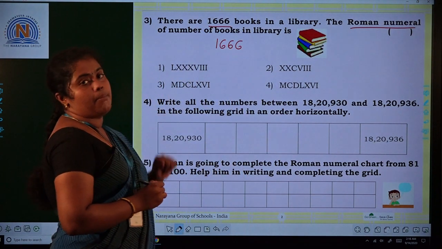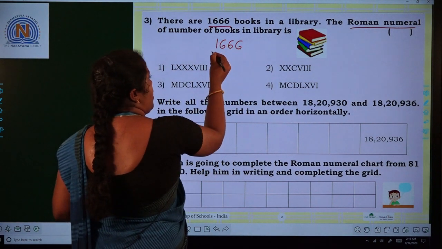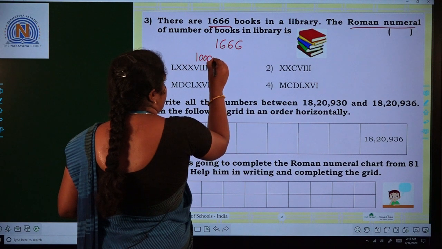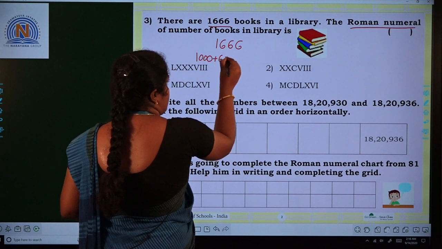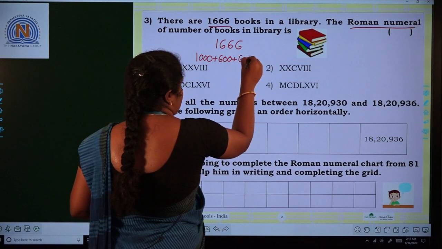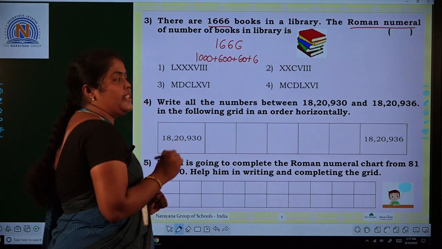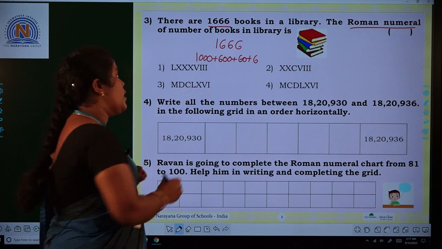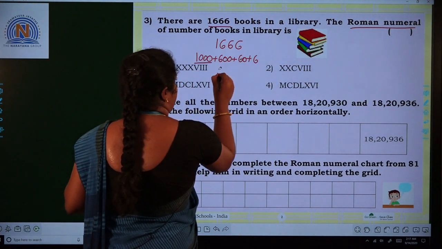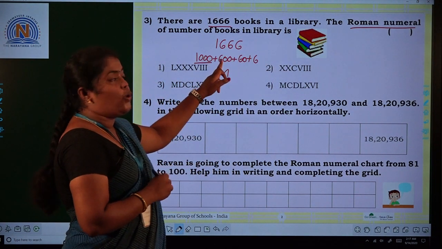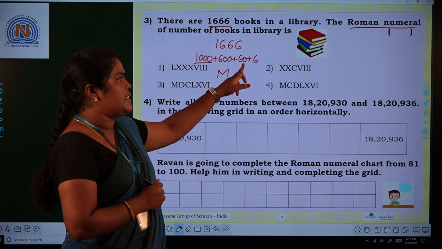So we have to split the number first according to the places. Highest place value onwards we have to start the expanded form. 1000 plus 600 plus 60 plus 6. Like this we have to split the number. Directly we know the symbol of 1000 in Roman system. It is a symbol of M. They are used to write M for 1000. Next, we don't know the symbol of 600 and 60 and 6.